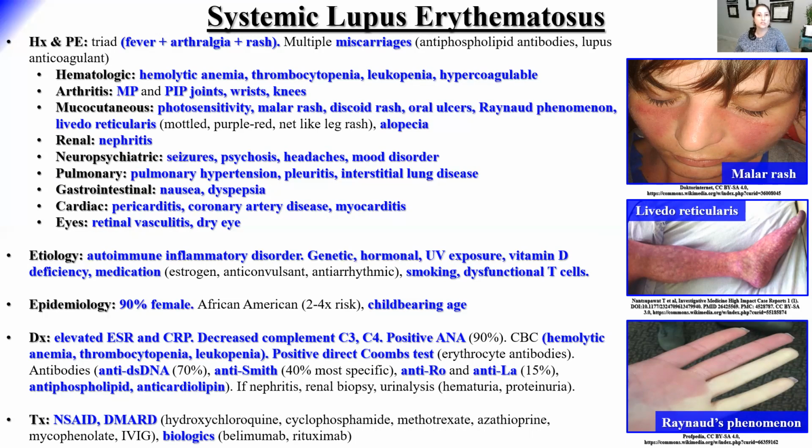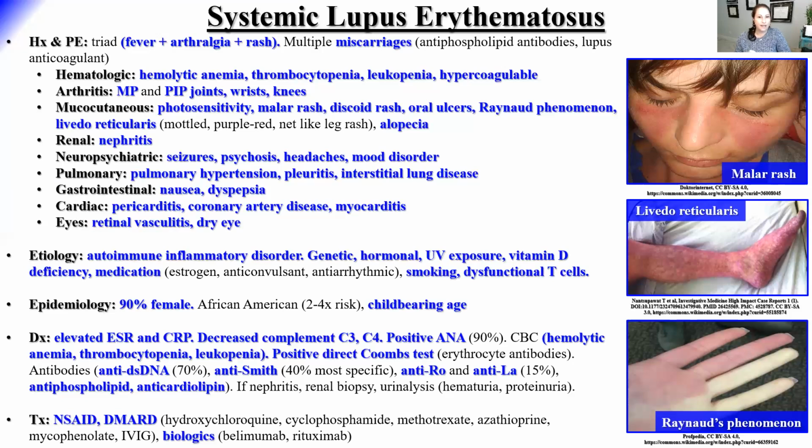This is 90% going to be females of childbearing age. I'm going to say that again because it's important. Females of childbearing age. African Americans have a much higher risk for this, so 2 to 4 times increased risk for this one. On labs, these are important. They'll have an elevation in those non-specific inflammatory markers, so ESR, sed rate, and CRP. They're going to have a decrease in complement, so a C3 and C4. 90% of them will have a positive ANA.